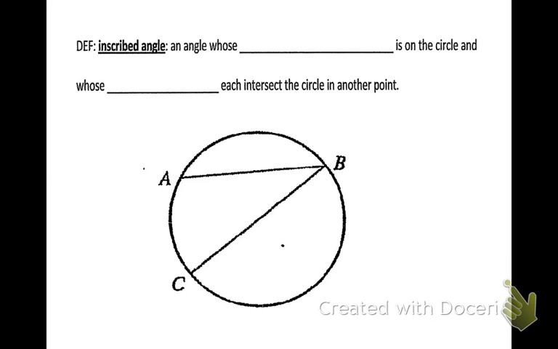An inscribed angle is an angle whose vertex is on the circle and whose sides each intersect the circle in another point. So in this case, B is the vertex on the circle, and the side AB intersects the circle at point A, and the side BC intersects the circle at point C.